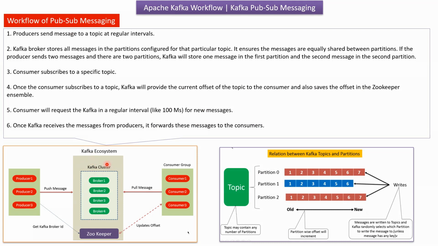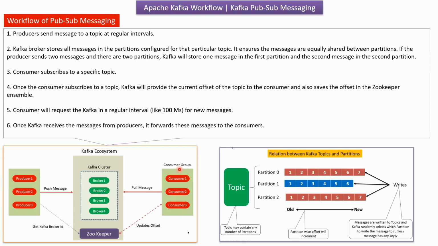Here you can see the Kafka cluster. It has four brokers, and here you can see the producers, which send messages to the topic at regular intervals. The Kafka broker stores all the messages in the partitions configured for the particular topic, and Kafka ensures messages are equally shared between the partitions. If the producer sends two messages and there are two partitions, Kafka will store one message in the first partition and the second message in the second partition.